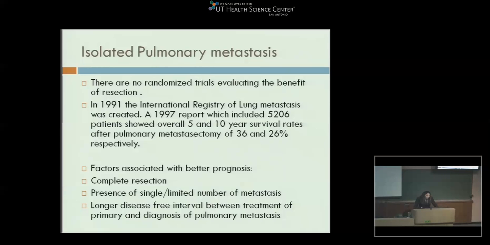There are factors that are associated with better prognosis if you do, which is, of course, if you do a complete resection of the metastatic lesion, if it's single, preferably, and limited to a specific segment or lobe, and if it's the only area of metastatic disease, and if the longer the disease-free interval between the treatment of the primary and the diagnosis of a pulmonary met, the better. As long as it's greater than 36 months, it actually is worth it to go take out the metastatic disease in the lung.